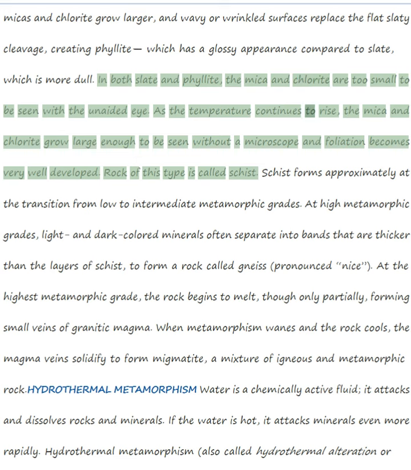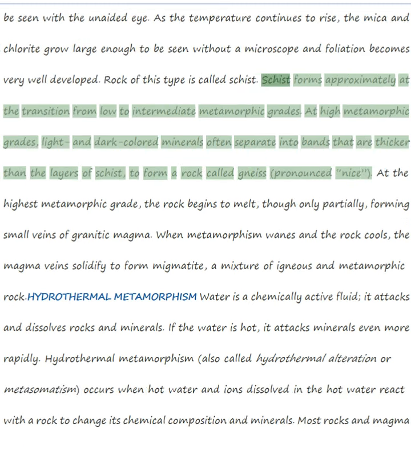As the temperature continues to rise, the mica and chlorite grow large enough to be seen without a microscope and foliation becomes very well developed. Rock of this type is called schist. Schist forms approximately at the transition from low to intermediate metamorphic grades.